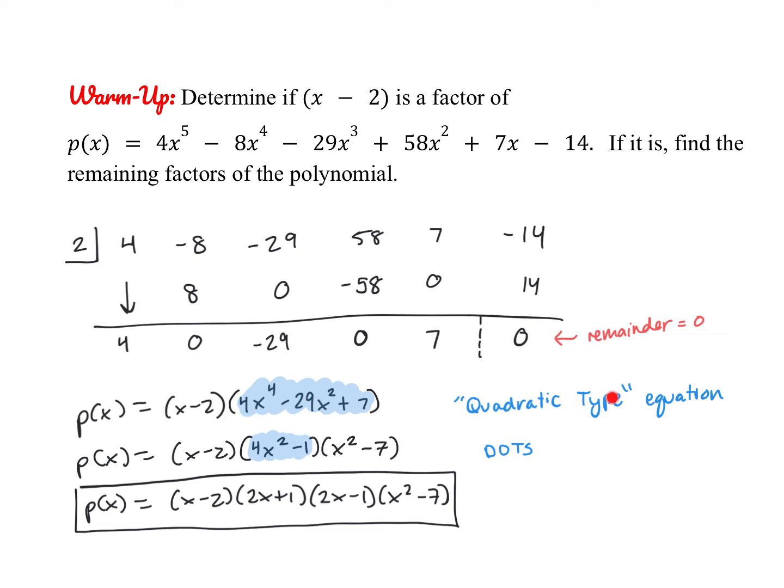This is a quadratic type equation like we practiced in class earlier this unit. And you can factor it as if it said 4x squared minus 29x plus 7, and then just adjust the degree of your first term. But this does become 4x squared minus 1 times x squared minus 7. And then this you can factor even more using difference of 2 squares. So you end up with these 4 factors as your final answer.